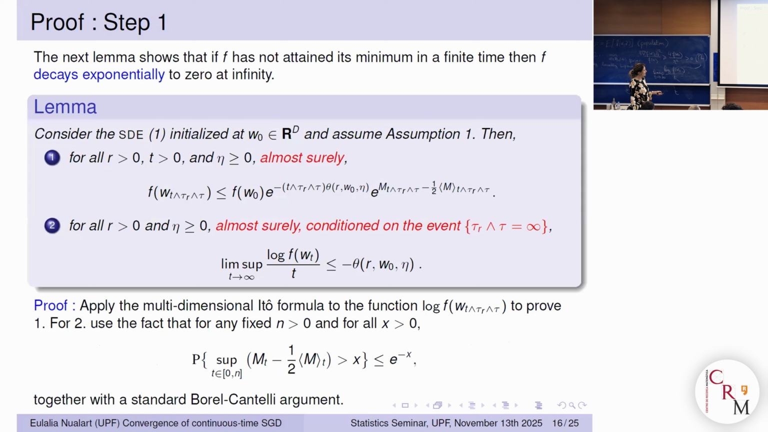And at the end, you can show, which is here in this lemma, that the lim sup of this quantity is less than or equal to minus theta on the event that we haven't exited the ball and we haven't attained the minimum in finite time. And this theta is exactly this object here that is strictly positive, so this converges to zero. So f converges to zero exponentially. This is really the key ingredient.